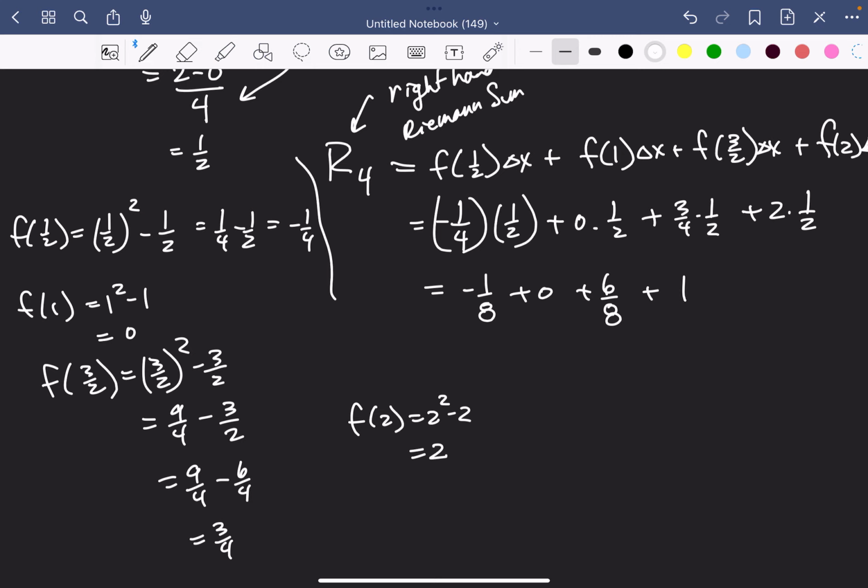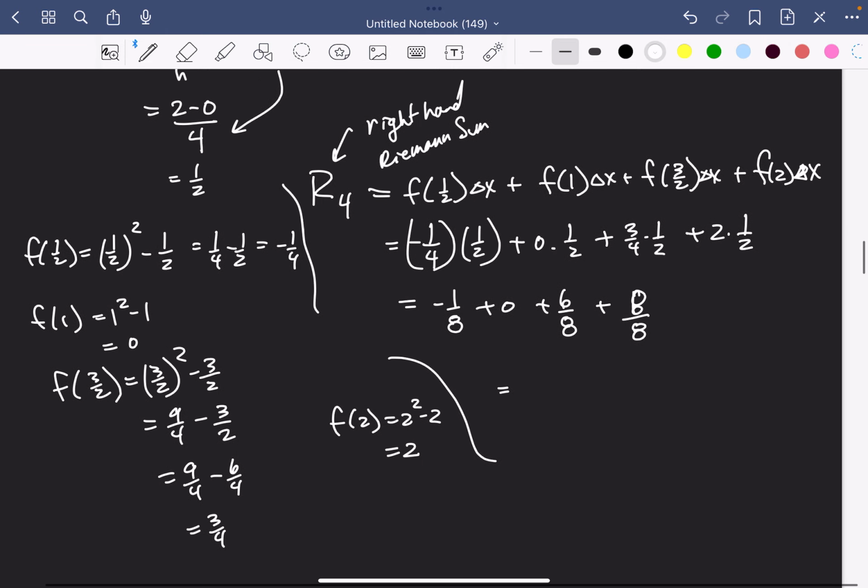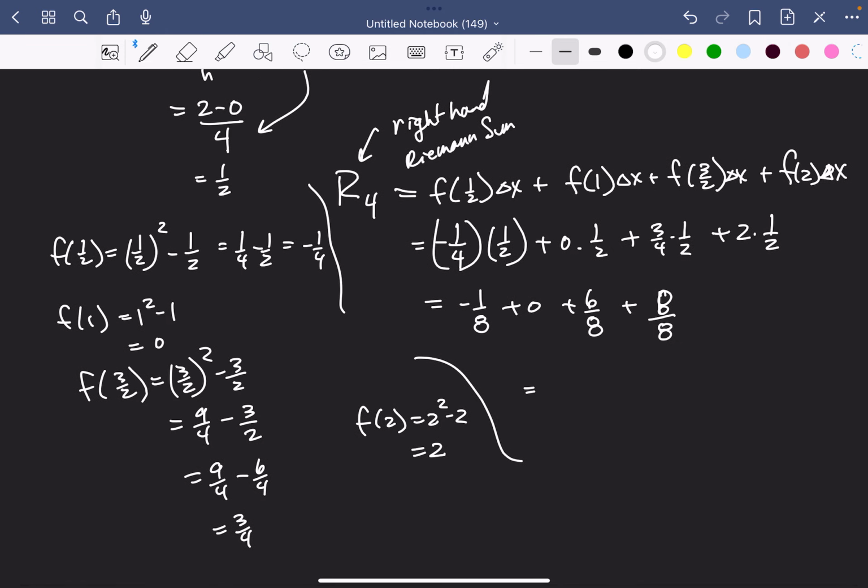So what we're going to end up getting is what? But 1 is the same as 8/8. So we're going to get, oh, they got 13/8. I got 13/8. So let's see what silly thing we did. We should have gotten 3/4, 5/2 times this, 0, 3/2, and 2. I was right on everything.